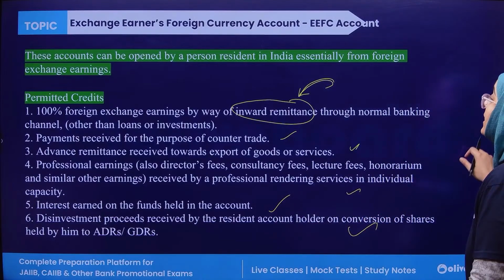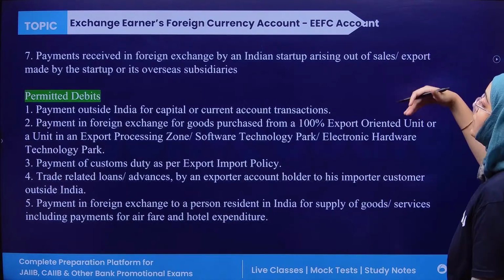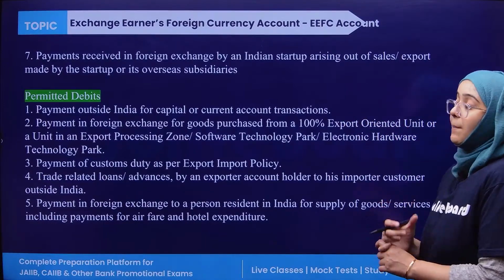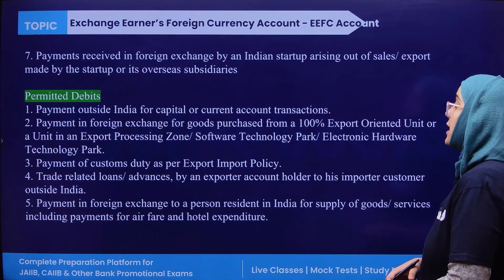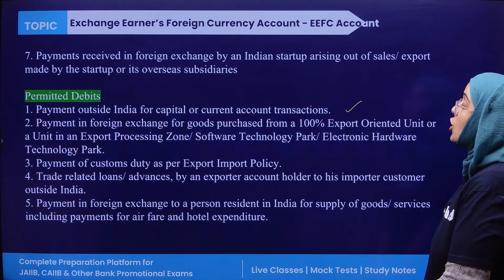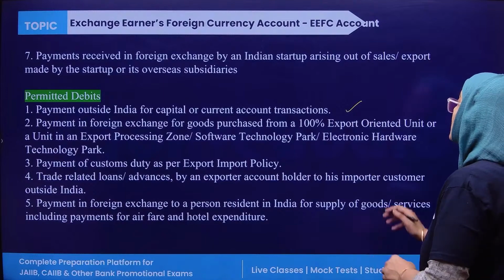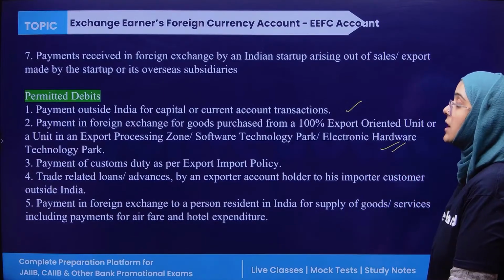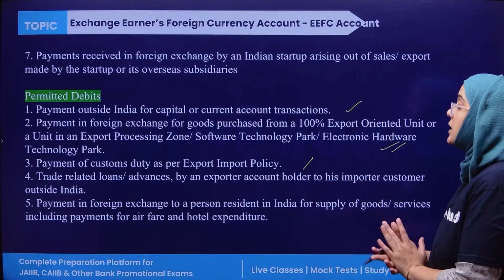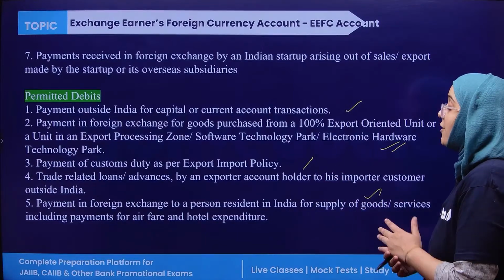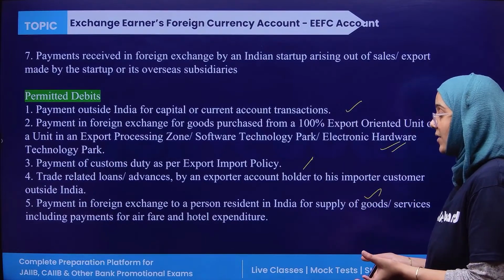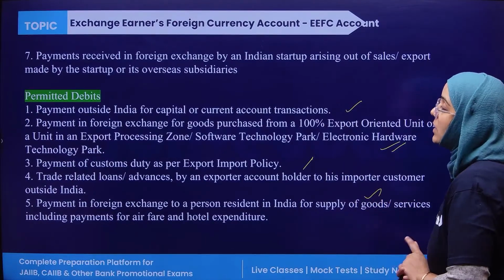But definitely there are restrictions for the permitted debits. For example, what are the permitted debits? If you are paying outside India for any current account transaction, this is permitted. You are paying for any goods purchased from a 100% export oriented unit. If you are paying any customs duty, any trade related loans and advances, any foreign exchange to a resident in India for the supply of goods and services, or for the payment of airfare and hotel expenditure.